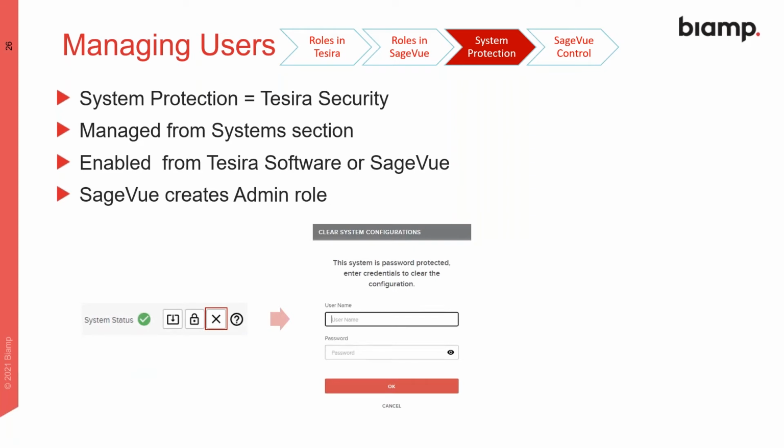And then in turn, that translates over to anything you want to do or interact with that particular device or system. So clearing a configuration from SageVue, you'll be prompted for that admin username and that password you created. And this goes both ways. So if you have someone come on site and they're looking to make changes via Tesira software, they're going to be prompted for that same admin username and password. So this is a way from SageVue that you can secure these systems in similar capacity to what you can do within Tesira software.